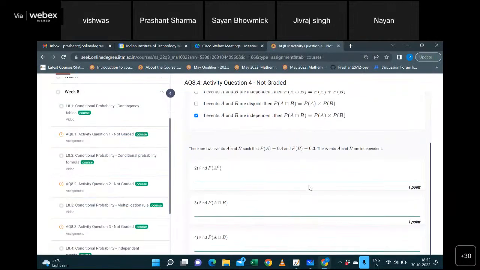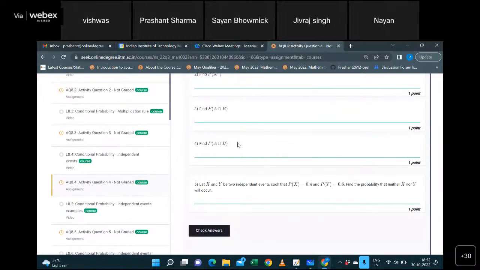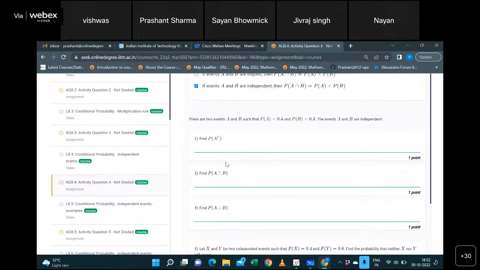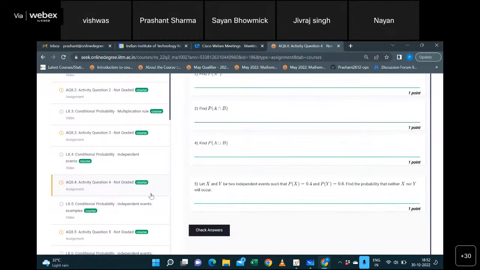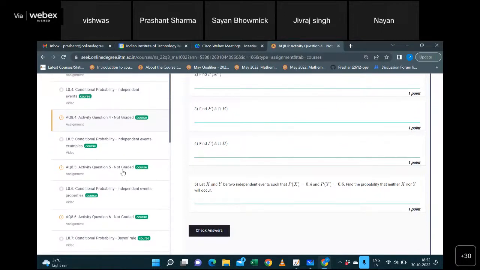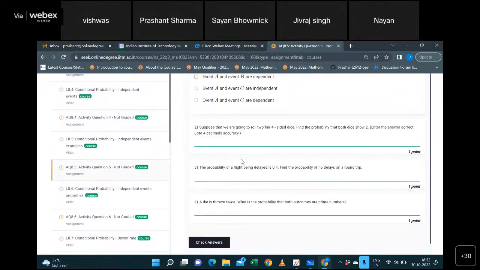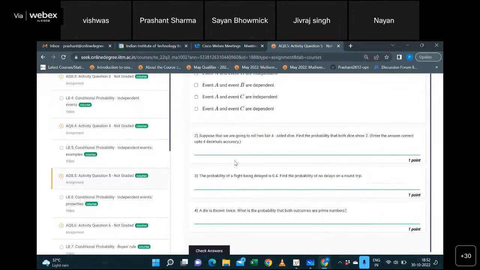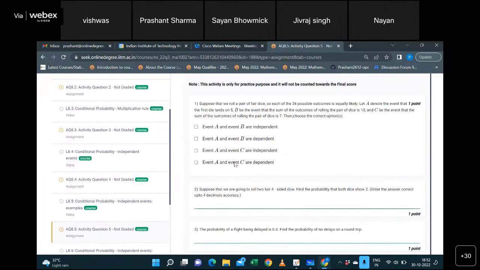It's simple. Events A and B are independent. So probability of A complement is nothing but 1 minus probability of A, and probability of A union B you can find, right? Yes, sir. Any doubt in this activity? No, sir. Okay, let's move to the next activity 8.5. Any doubt in any question? Here you have to apply just the concept of independence.